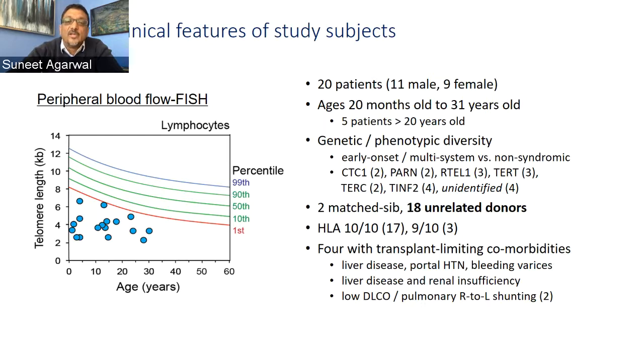Importantly, 4 of the patients had transplant-limiting comorbidities and would not have received transplant at our center, frankly. So 2 with significant liver disease and 2 with low DLCOs, and this is due to pulmonary right to left shunting, which is hepatopulmonary syndrome, most likely in the pediatric age range.